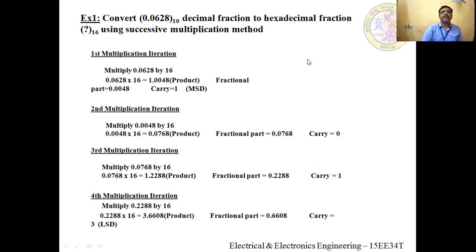See here, this is the problem given to you. This is example 1. Here I am converting a fractional decimal number into a fractional hexadecimal number. I have taken 4 steps: first multiplication iteration, second multiplication, third multiplication and fourth multiplication.